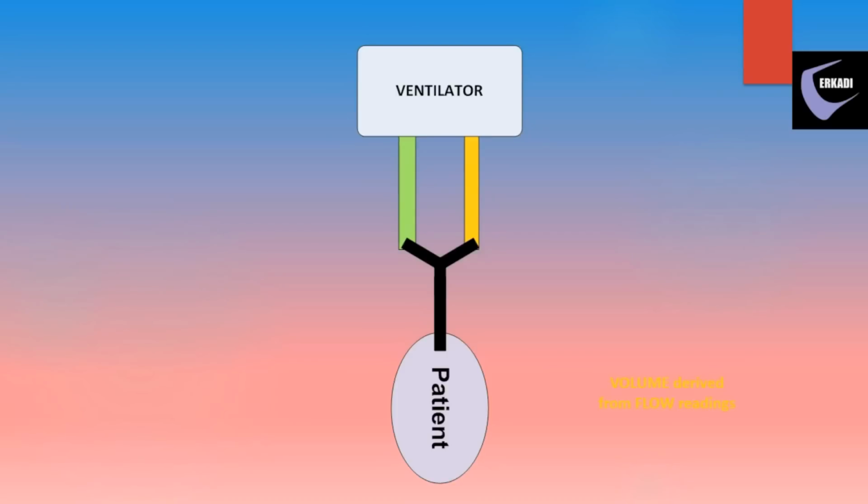This is a typical configuration for mechanical ventilation. You have the ventilator, the breathing circuit, and the Y-piece. There is an inspiratory limb shown in green and an expiratory limb shown in orange. Clinicians need to know as precisely as possible the flow of gas into and out of the lungs. These are the green and orange arrows.